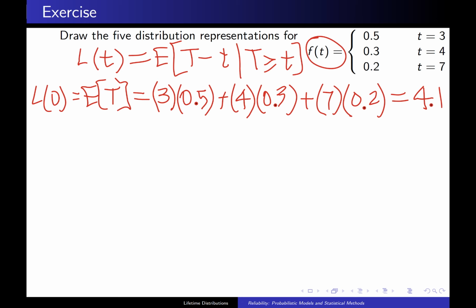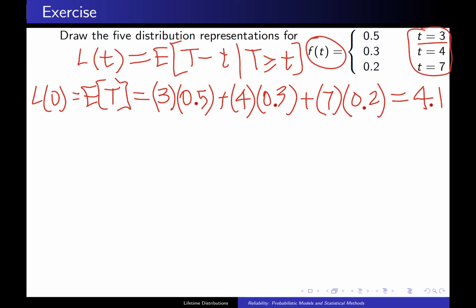Now, not surprisingly, that 4.1 has got to fall somewhere between 3 and 7. So that's just a quick check to make sure that's right. So L of 0 is 4.1, which means between time 0 and the first mass value, which is time 3, this mean residual life function will decrease linearly with a slope of -1. So it's going to go from 4.1 down to 1.1.